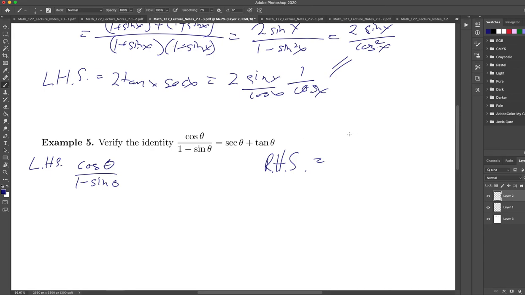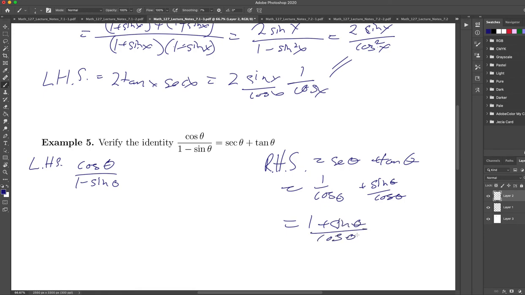Here, I don't know what to do, so I'm just going to convert this. So secant theta plus tangent of theta. All right, so here I'm stuck. I don't know what to do here. So let's just convert all this to sines and cosines, because I have sines and cosines on this side, so let's get sines and cosines on this side. So let's just say this is 1 over cosine theta plus sine theta over cosine theta. Well, that looks not too bad. I can put these two together. I get 1 plus sine of theta over cosine theta.